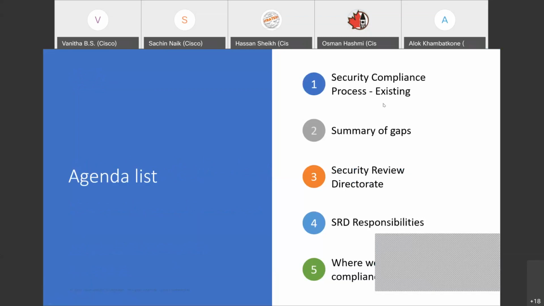Agenda. Today we'll be covering mostly the security compliance process which existed till date, the summary of gaps, what triggered the birth of the Security Review Directorate, its responsibilities, and where we stand today with respect to execution, more so from a sustenance model. Putting a process in one release and being unable to sustain it will not help us to scale. So we want to put a sustainable model in place with respect to SRD.